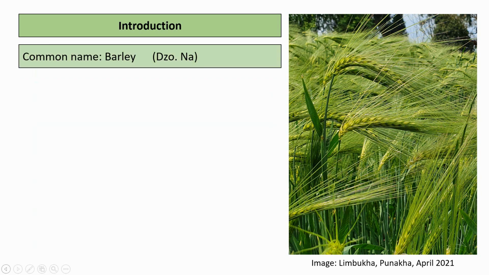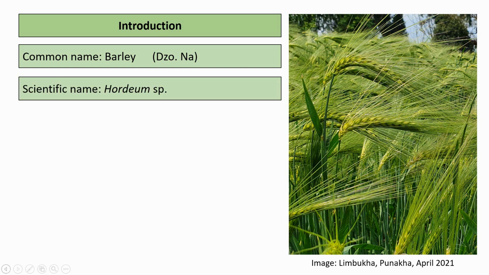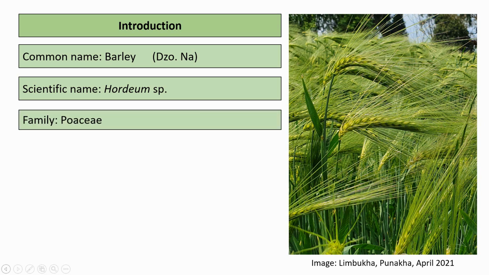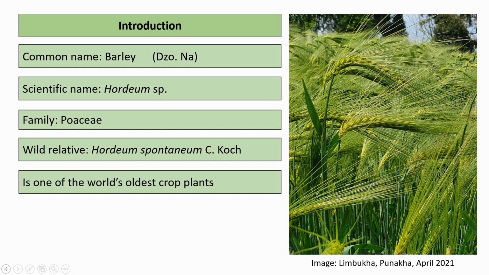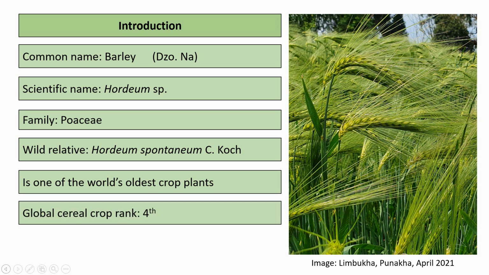Introduction. The crop is commonly known as barley. It is locally known as Na in Dzongkha and Femong in Sharchop. It is scientifically known as Hordeum species. It belongs to the grass family Poaceae. The wild relative of the crop is believed to be Hordeum spontaneum. Barley is one of the world's oldest crop plants. Globally, it is the fourth most important cereal crop after wheat, maize and rice.